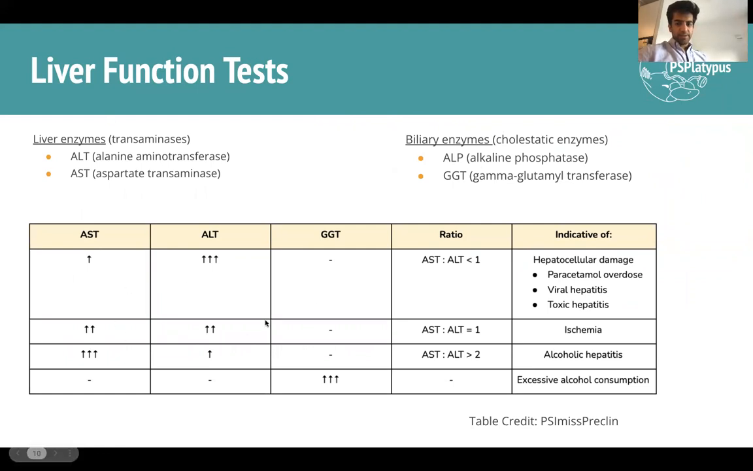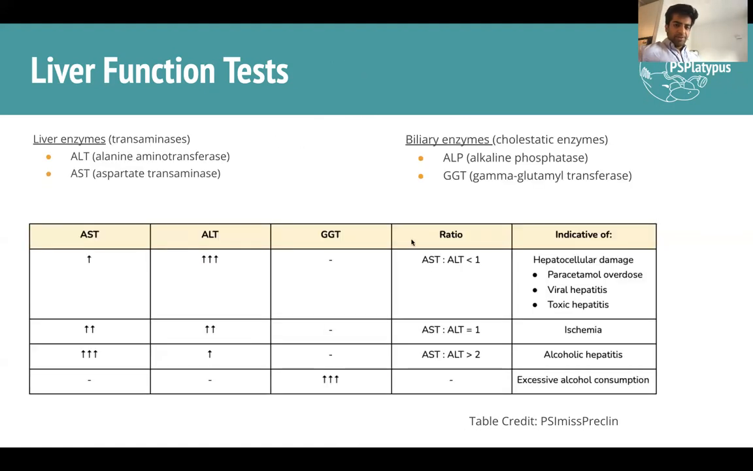Now, specifically with an ALT and AST increase, there are these ratios that honestly I didn't memorize much, so they're probably not that important. One thing I did remember is AST and ALT. If AST is much greater than ALT, that's alcoholic hepatitis. If they're equal, it's ischemia, and if ALT is bigger, then it's pretty much anything else, sort of hepatocellular damage. One exception to this is GGT, which is indicative of excessive alcohol consumption, but it's not that sensitive of a test.